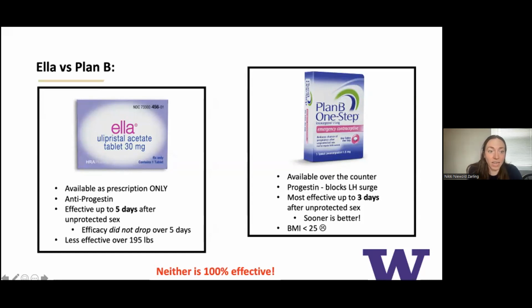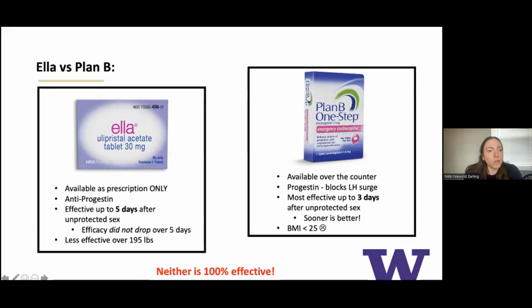Ella, on the other hand, is more effective across the BMI range, but it's available as prescription only, which is definitely a barrier. It's an anti-progestin, which delays ovulation by up to 5 days, allowing sperm time to die, and inhibits ovulation both pre- and through the LH surge.